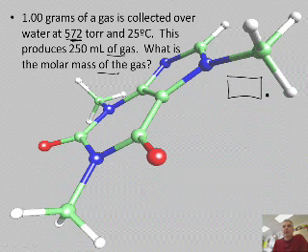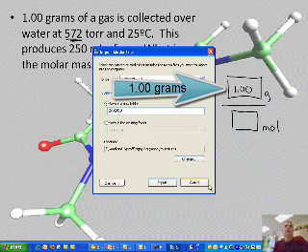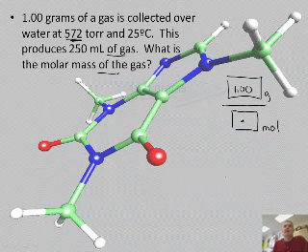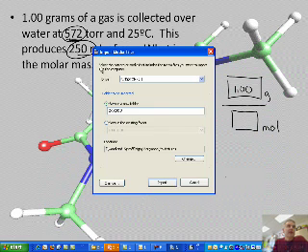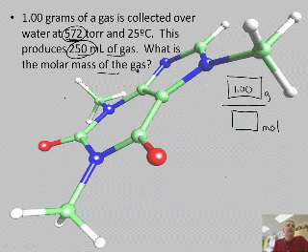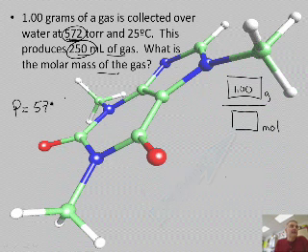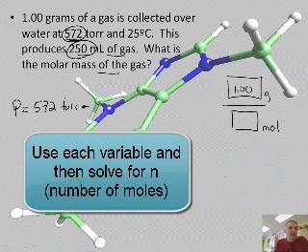Well, we're going to use this equation: so many grams divided by so many moles. We know we have 1.00 grams. So we know it's 1 gram, and then we just divide by the moles. We've got some data here, a pressure and a volume, and we're going to use PV equals nRT. So what's our pressure? Our pressure is 572 torr. Now, I have to subtract the water vapor pressure.